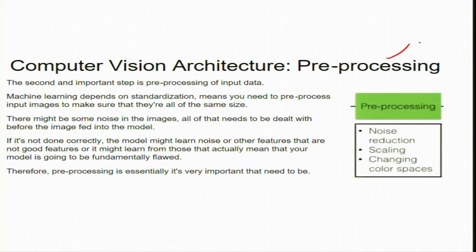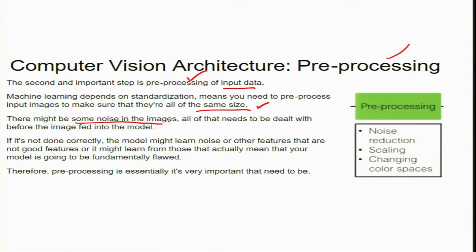Now, let us see how we are going to handle pre-processing, which is very important. The input data set has various issues, noise, scaling and color changing, and all this is pre-processed in that raw data. After pre-processing you will get prepared data which will be fed for machine learning model training. Machine learning often depends upon standardization. That means you need to pre-process the input images to make sure that they are of the same size, so that the machine learning model for training will not find any issues.